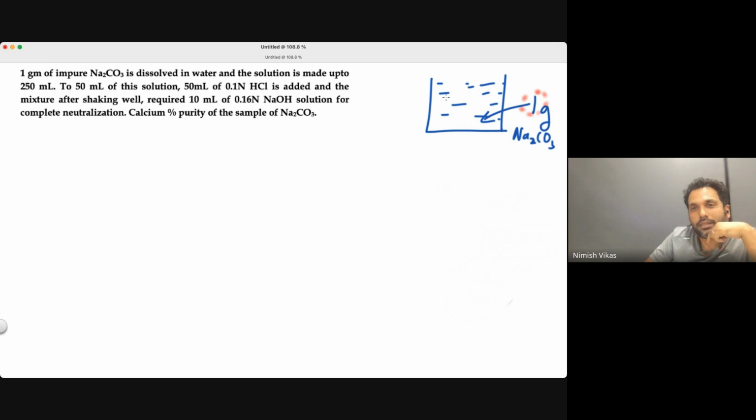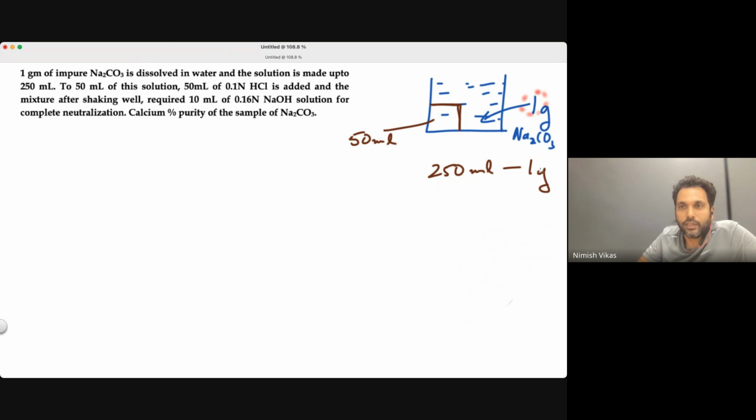250 ml of this solution. That's a basic ploy, just to increase the length of a question. 250 ml they have made, and they have taken how much? They have taken, sorry, not 20, 50 ml. Okay. So it is like 1/5 that they have taken. So of that 1 gram, how much gram must be over here? How much impure it is? It is evenly distributed in the solution. So your 250 ml had 1 gram of the stuff, right? 50 ml will have how much?